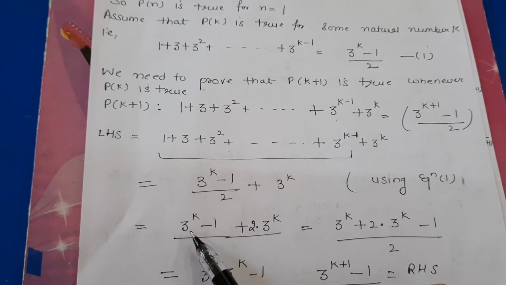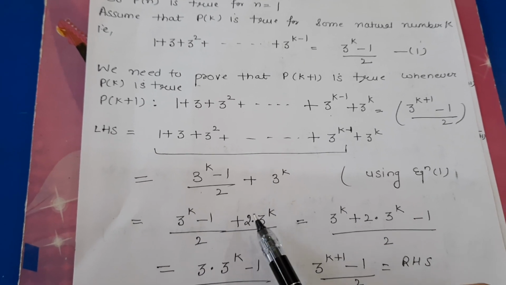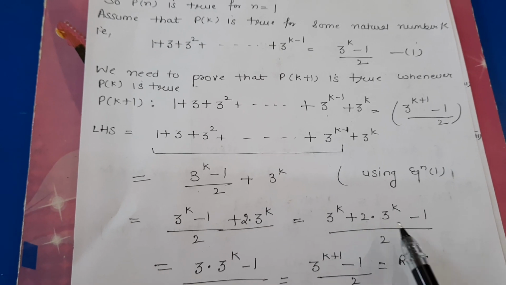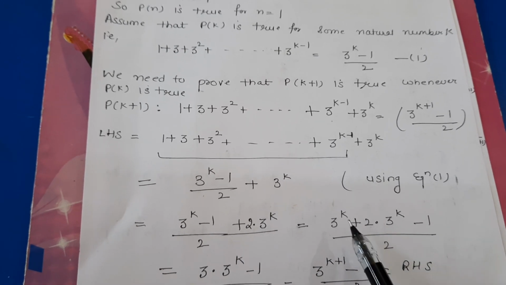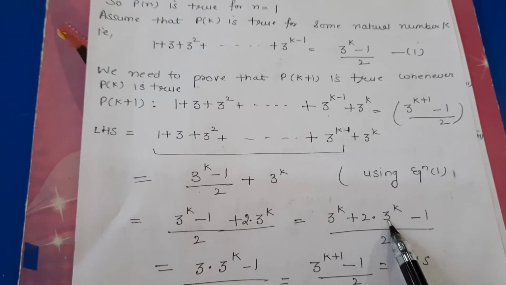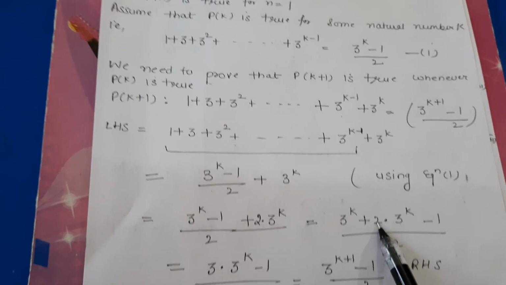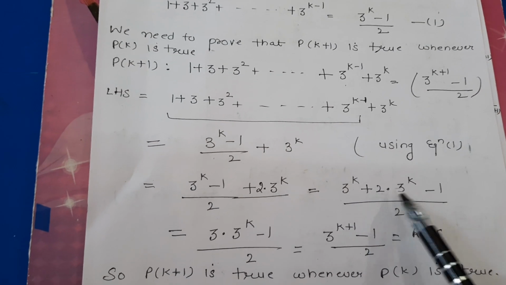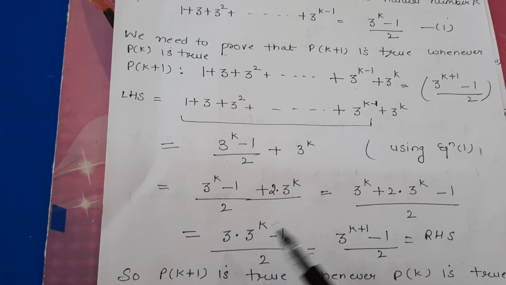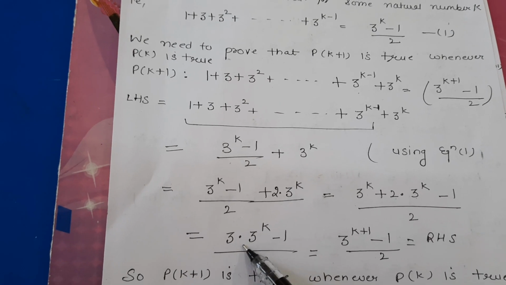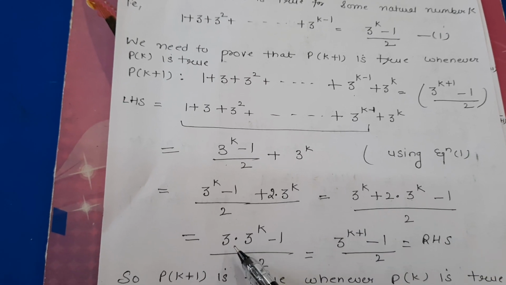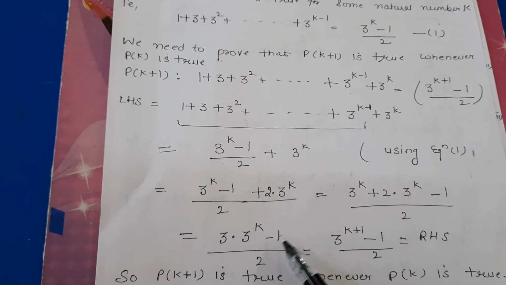Now I am rewriting this as 3 raised to the power k plus 2 into 3 raised to the power k minus 1. From these two terms, you can take 3 raised to the power k common. So you'll have 1 plus 2, that is 3. Or simply, if you have a plus 2a, that is going to be 3 times a. So this is 3 times 3 raised to the power k minus 1.